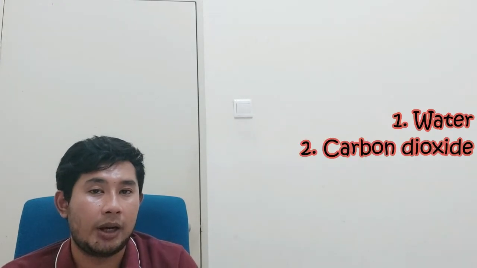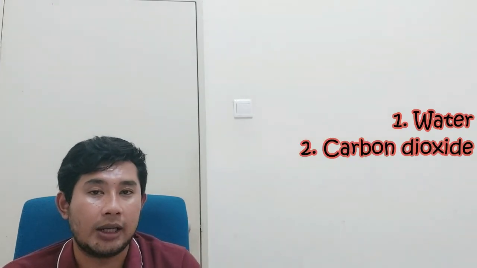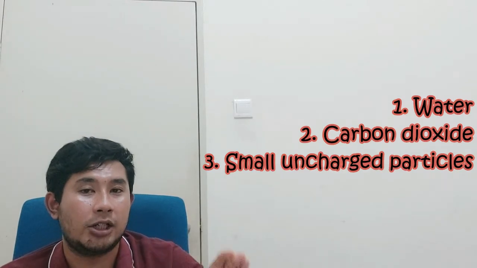So what substances can undergo the process of simple diffusion? Number one, water molecules. Number two, carbon dioxide. And the third one is small uncharged particles.